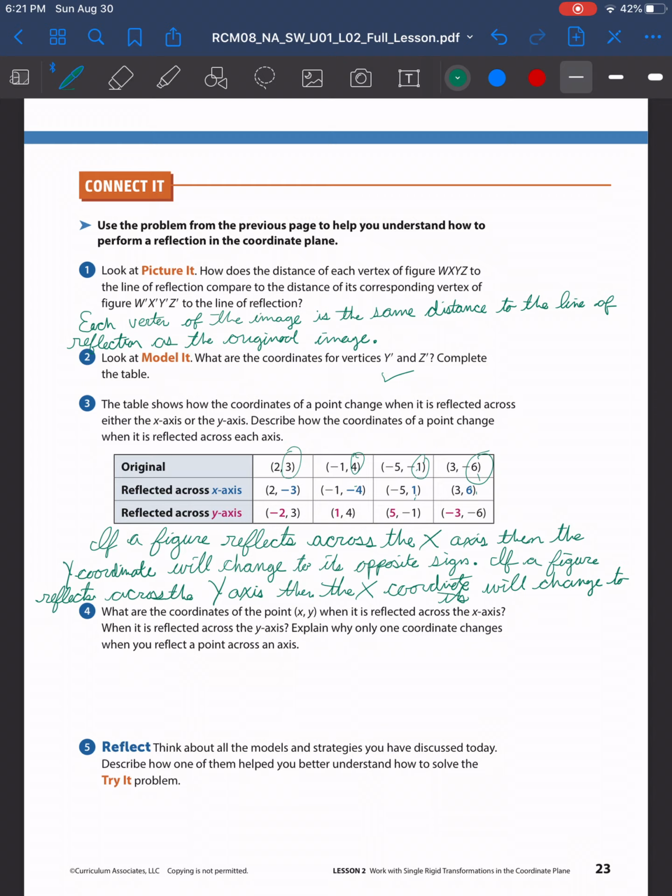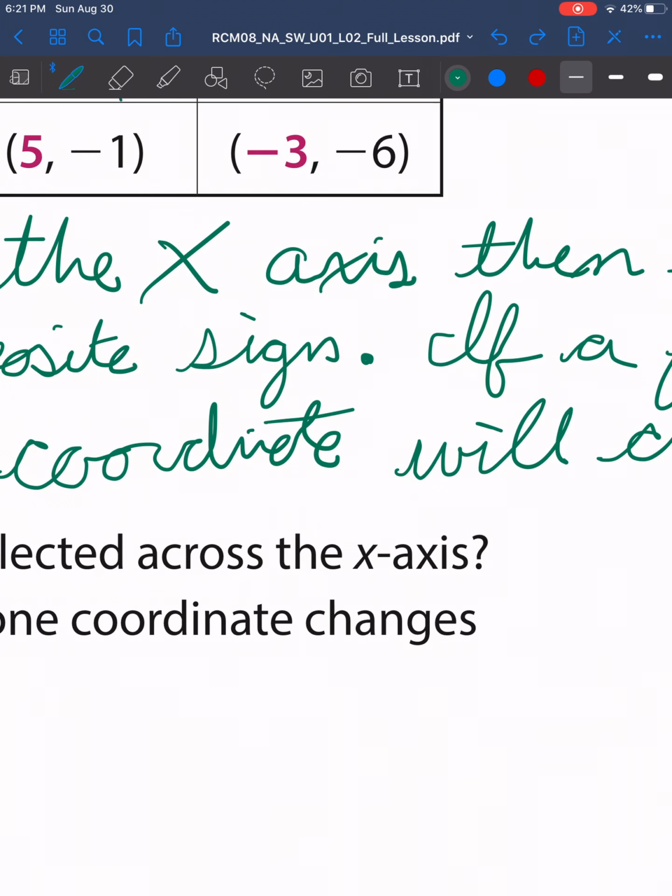Sorry, my handwriting is so awful, you guys. It's really getting squished in here. I'm going to zoom in.